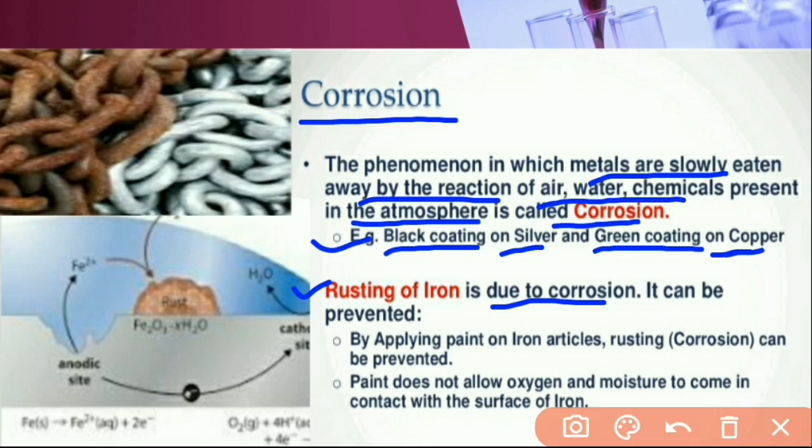And how can we prevent the rusting process? First, by applying paint on iron articles, rusting can be prevented. Paint does not allow oxygen and moisture to come in contact with the surface of iron. So we can prevent it by painting iron articles. And also galvanization is a process for the prevention of rusting. In this process, zinc metal is coated on the iron articles.